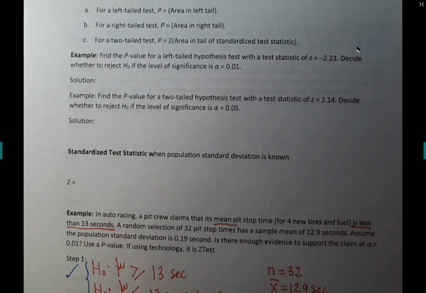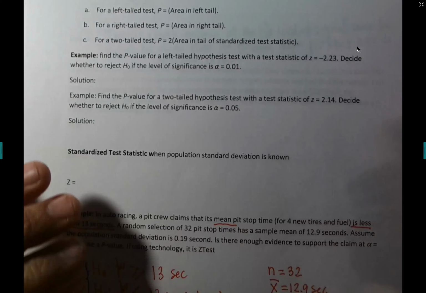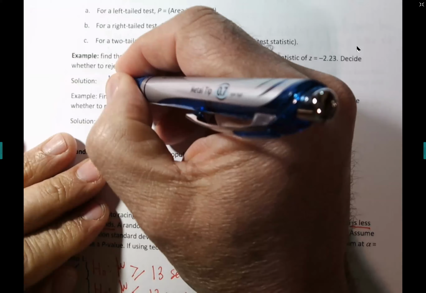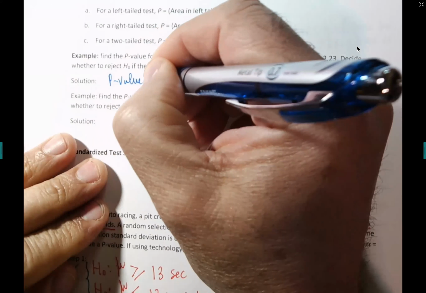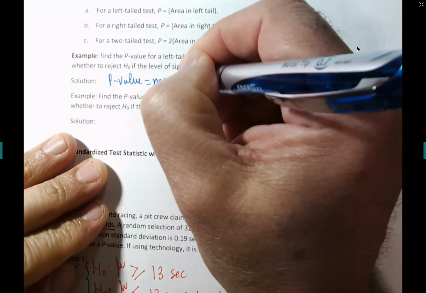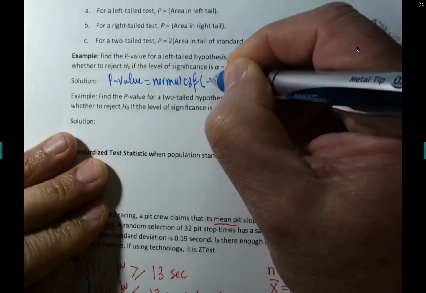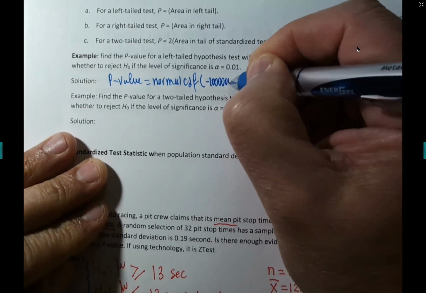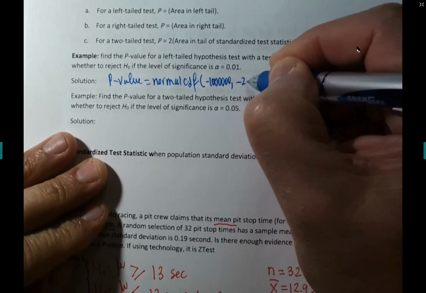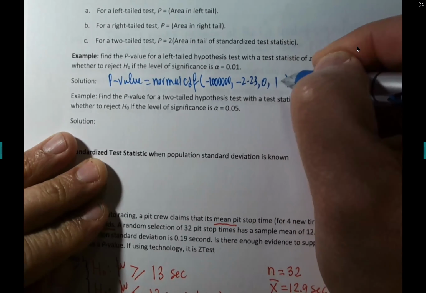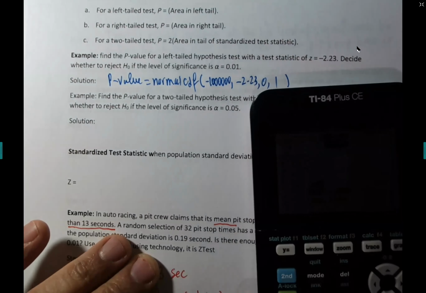Find the p-value for the left tail hypothesis test with a test statistic z equals -2.23. So can you guys tell me how do I find the p-value using normal CDF? I'm just gonna write it down here. It's a left tail test, so negative 1 million, negative 2.23, 0.1. Excellent. Okay, let's see what the answer is.